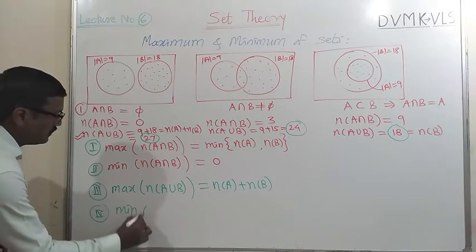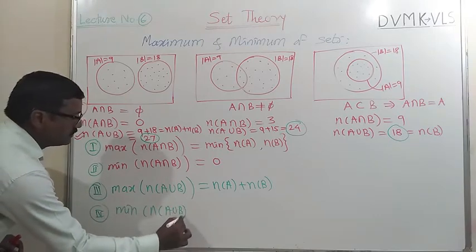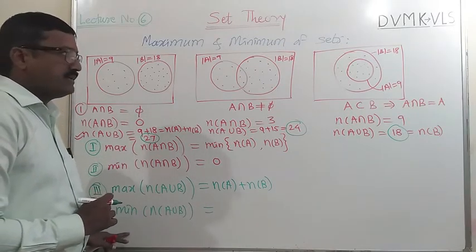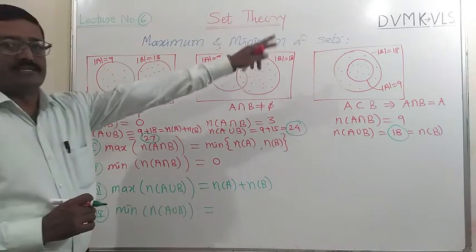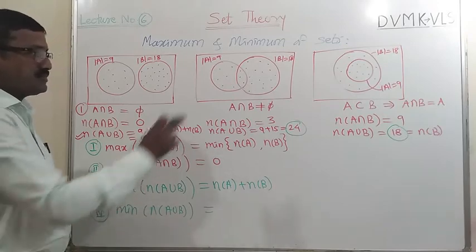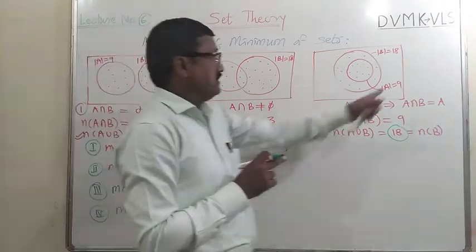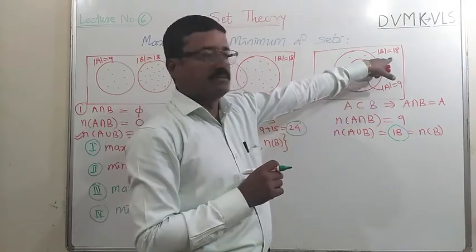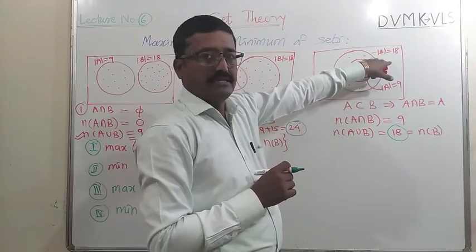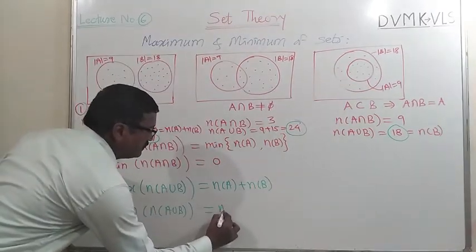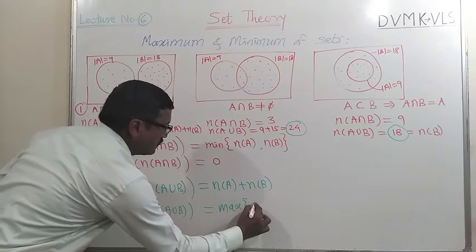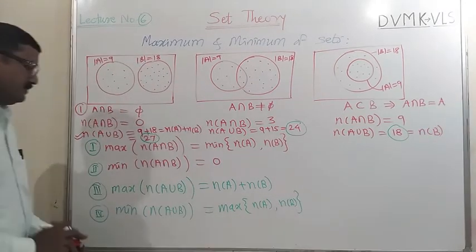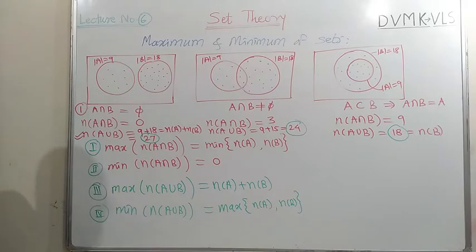Okay, and the fourth one, the minimum number of elements in union. The number of elements will be minimum in their union when one set is a subset of another, and that will be 18. So what is 18? 18 is nothing but the maximum of these two numbers. In the first set there are 9 elements, in the second set there are 18 elements. So the maximum number of elements is 18. So here it is nothing but the maximum of number of elements in A, number of elements in B. Is it okay? So this is the way to find the maximum and minimum.